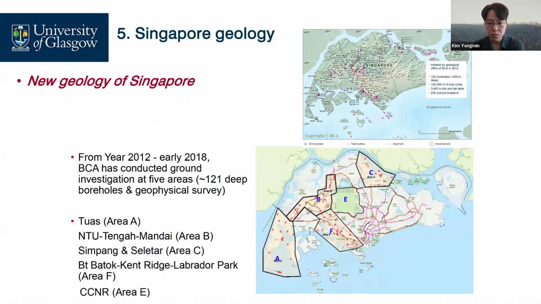But it is worth thinking through the recent work done by BCA. BCA has conducted ground investigation to reclassify or refine the geology of Singapore. They investigated more than 100 boreholes in 5 areas. For example, Tuas and NTU to Mandai, and Simpang and Seletar here, and then Bukit Batok to Rifle Range Park, and then the central areas.